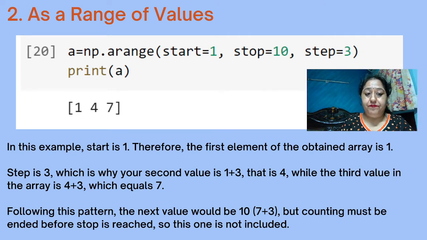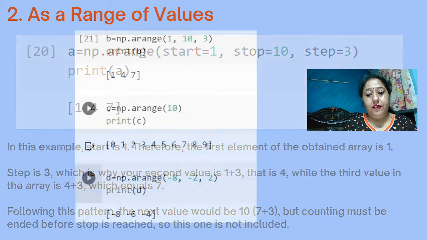Now, how do we get this array? Here, the start value is 1. Therefore, the first element will be 1. Now, the step size is 3. So, the next element will be 1 plus 3, that is 4, which is less than stop. Then, the third value will be 4 plus 3, which is 7. That is again less than stop. Then the next value in this pattern would be 7 plus 3, that is 10, which is equal to stop. So we will stop here because the stop value is exclusive. So the array which is generated by the arange function is 1, 4, 7.